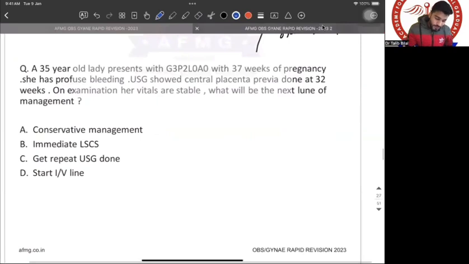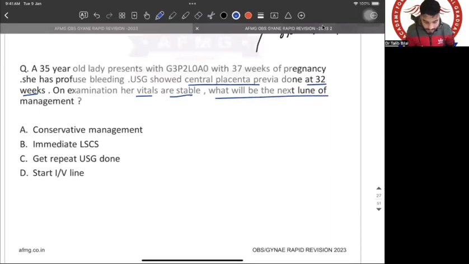Let's move to the next question, guys. A 35-year-old lady presents with gravida 3 para 2 with 37 weeks pregnancy. She has profuse bleeding. USG showed central placenta previa done at 32 weeks. On examination, her vitals are stable. What will be the next line of management?